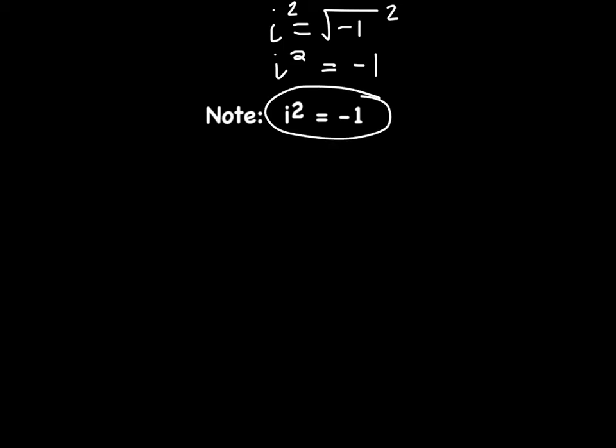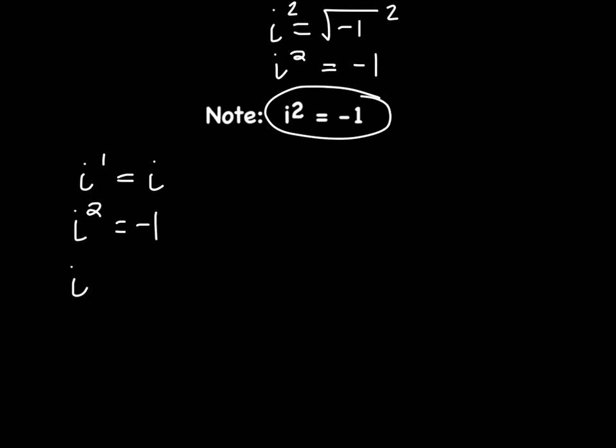Now there's a couple different powers of i that I really want you to have memorized, okay? Obviously anything to the first power is just equal to itself. So in addition to i being equal to radical negative 1, i is just equal to i. We just saw that i squared is equal to negative 1.